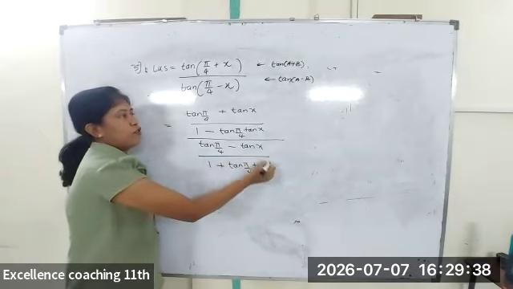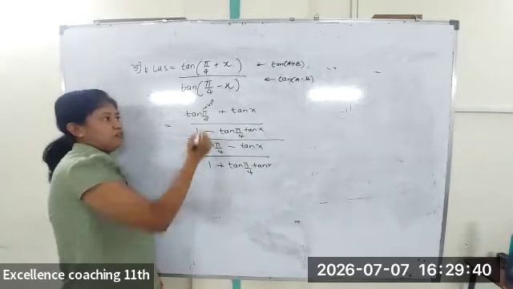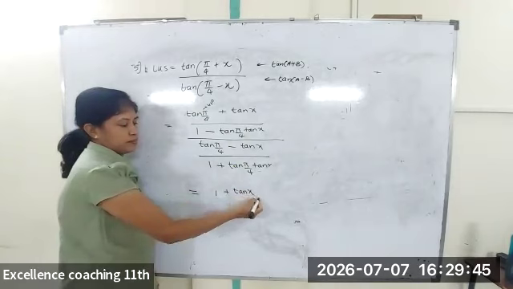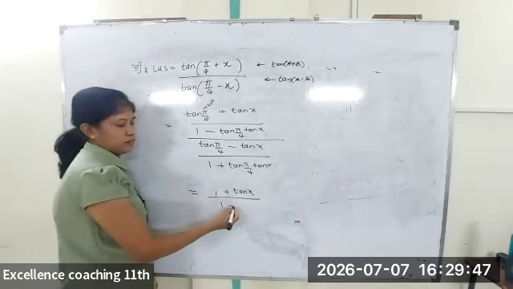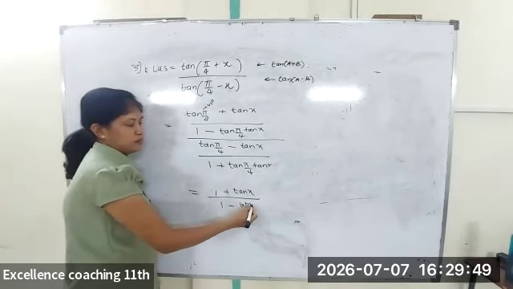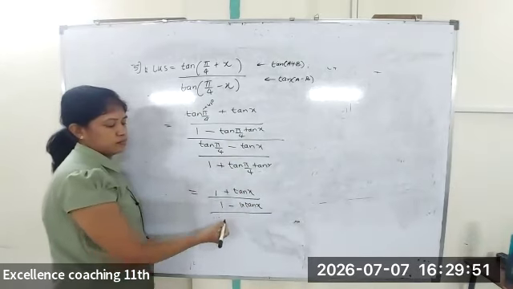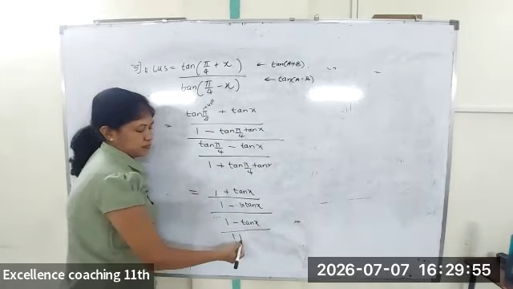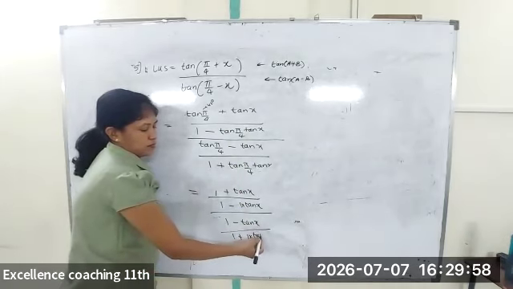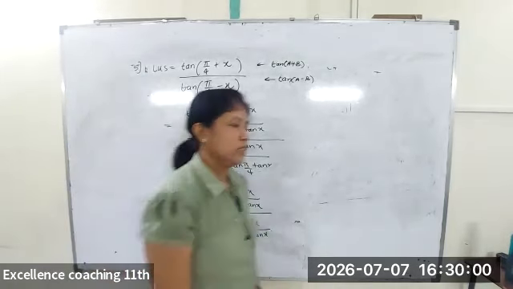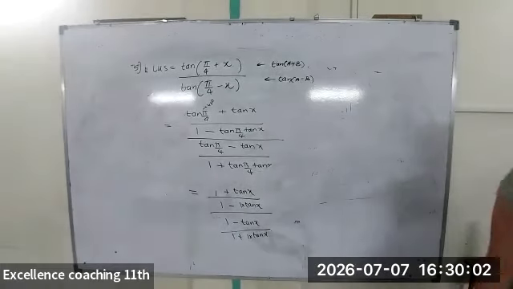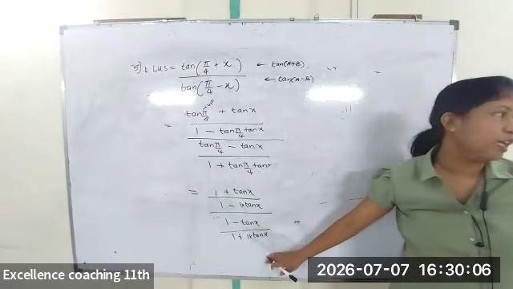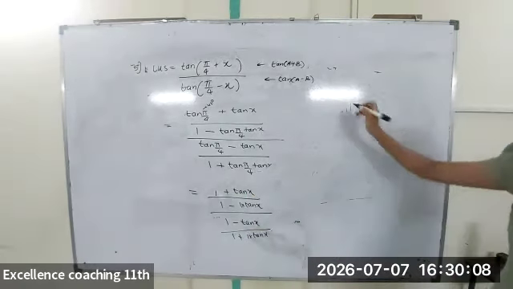What is tan of pi by 4? Pi by 4 means 45 degrees, so it will be 1. In this step we will get, now it is in the form of A upon B and then C upon D, so this will become reverse.